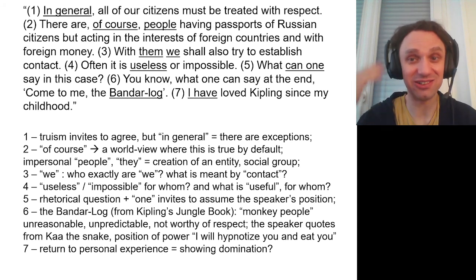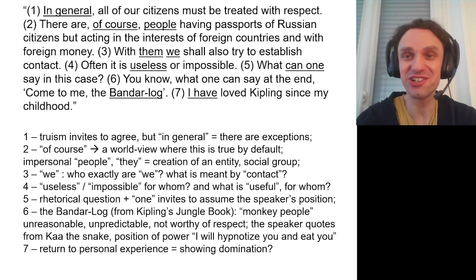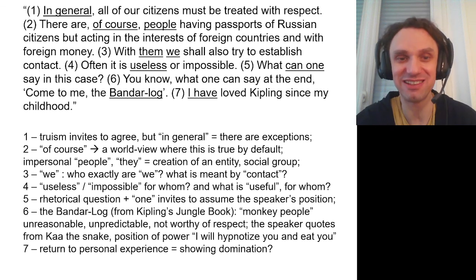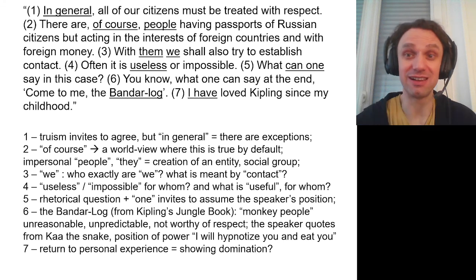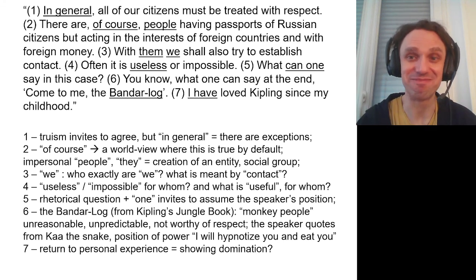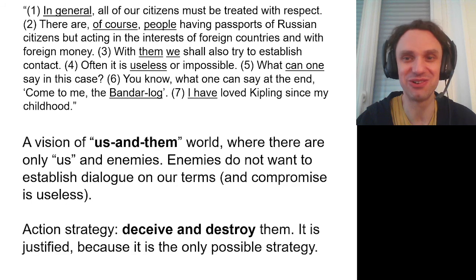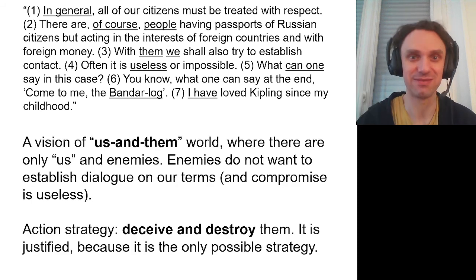And here we can also think about the allusions behind this metaphor of the Banderlock, because the Banderlock are monkey people. It's a whole bunch of monkeys who are completely stupid, and this smart snake basically hypnotizes them into submission. And this is the way the speaker actually represents his relationships with people who are them.